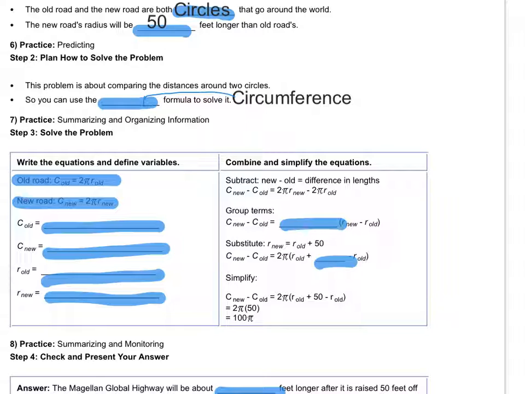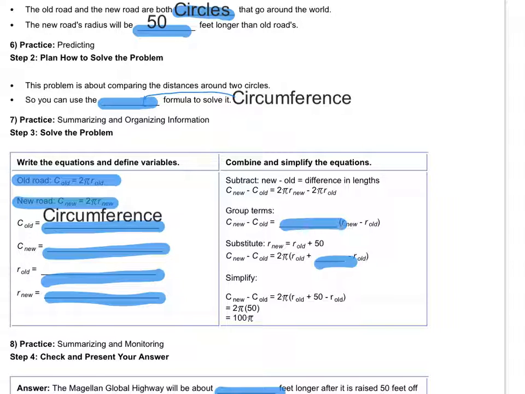So write the equations. Step 3 says solve the problem. We're going to write the equations and define the variables. The old road has a circumference of 2 pi r, and the circumference of the new road equals 2 pi r for the new road. On these lines, what you're going to write is going to seem a little redundant, but the word circumference, and I need to switch this to black ink.